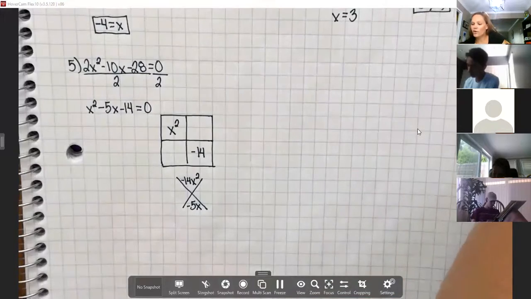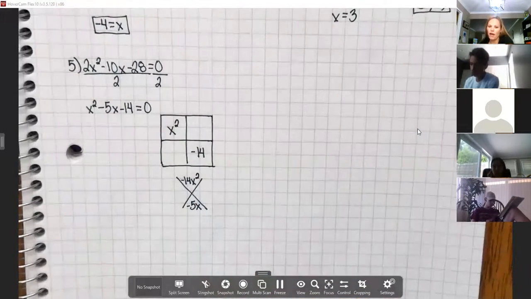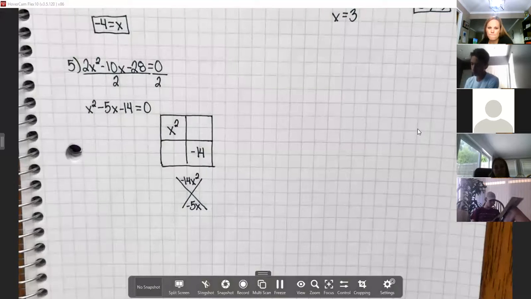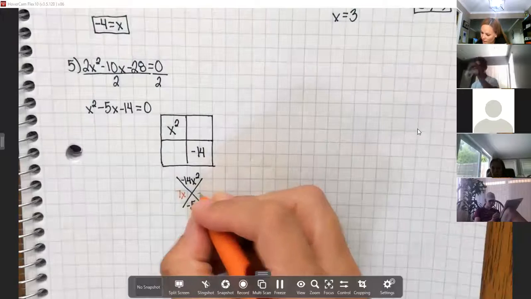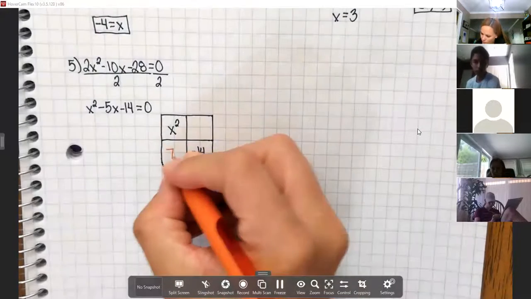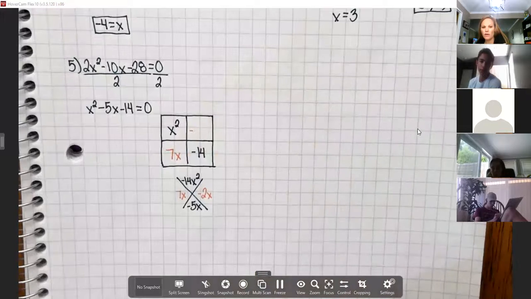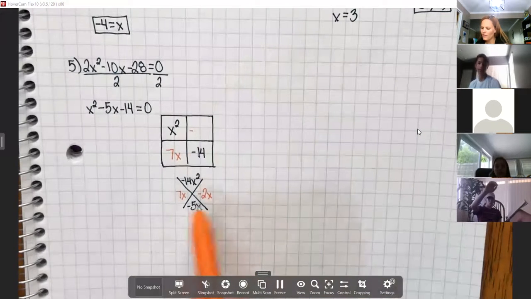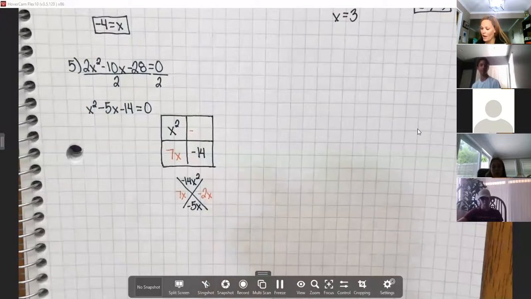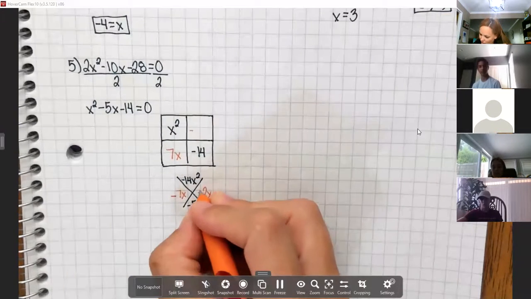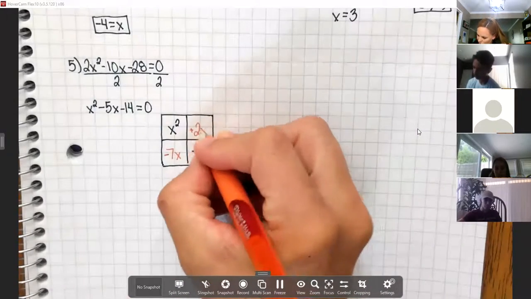So we're looking for two numbers here that have a product of negative 14 and a sum of negative 5. What do we got? 7 and negative 2. Perfect. 7x and negative 2x. Oh, nope. What's wrong with that? What's 7 minus 2? 5. Oh, positive 5. Yeah, we want negative 5, so we need to switch these signs. Negative 7x and positive 2x.